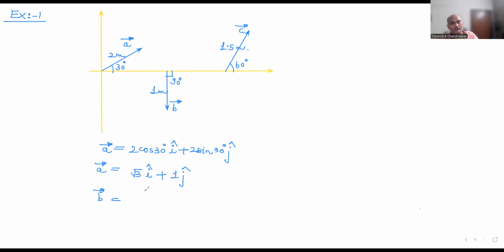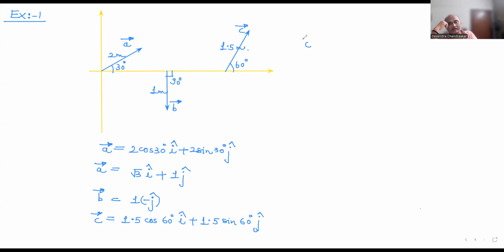Yes, sir. Hmm? Then for vector B, tell me how to write vector B as a sum of its components. There is no x component for it, only y component. So what is it? So it will just be 1.5, I think this was 1. Oh, sorry, 1. 1 sine 90, minus j cap. It is towards negative y axis, so minus j cap, right? And vector C is 1.5 cos 60 i cap plus 1.5 sine 60 j cap.